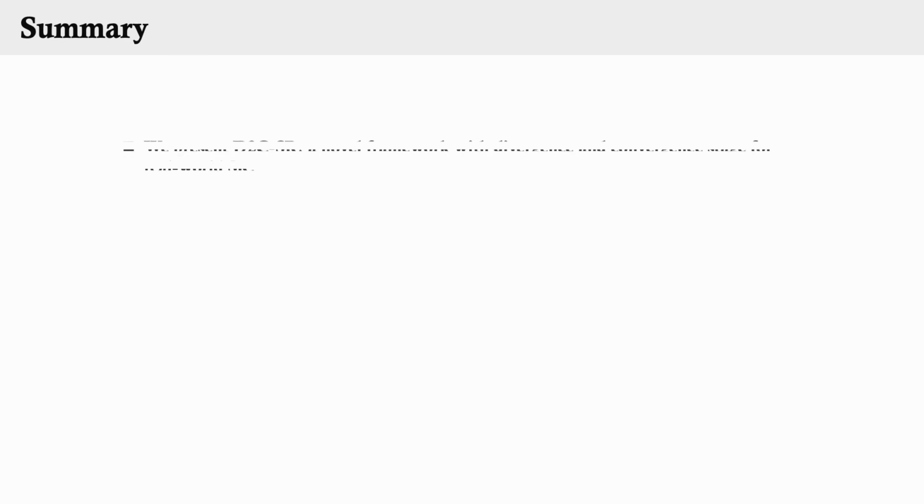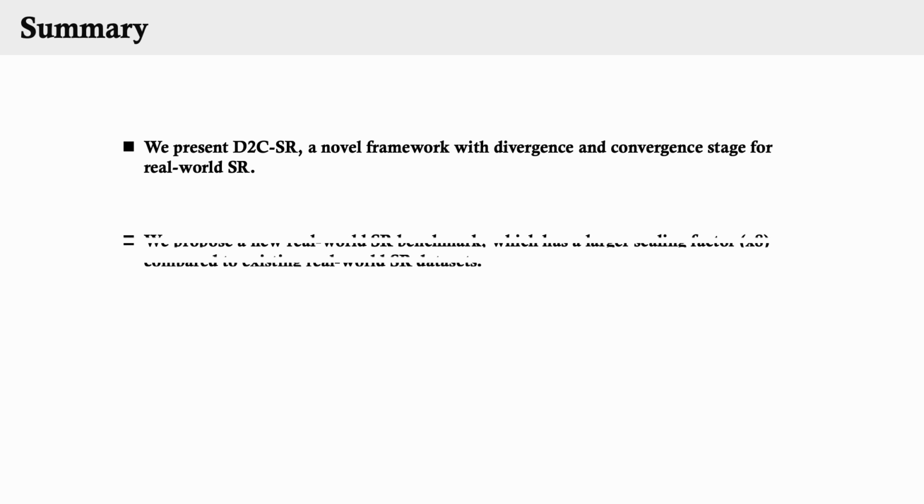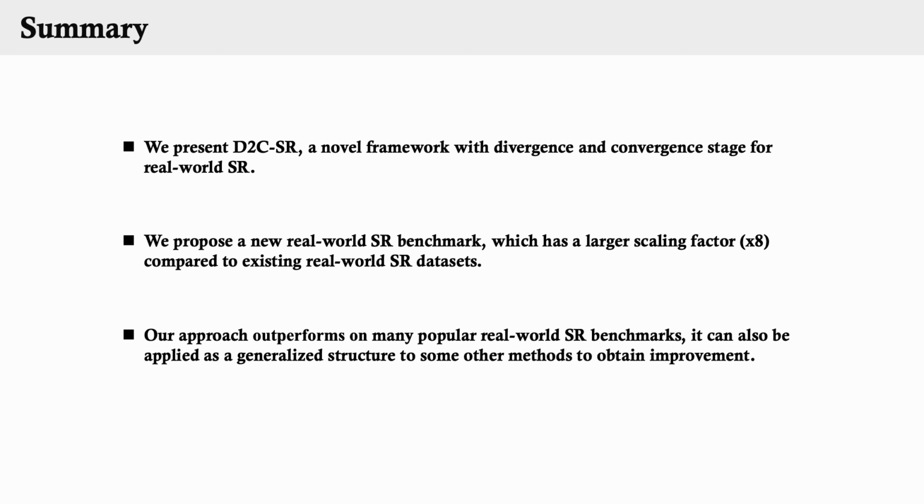To summarize, we present D2C-SR, a novel framework with divergence and convergence stage for real-world super resolution. We propose a new real-world super resolution benchmark, which has a larger scaling factor compared to existing datasets. Our approach outperforms on many popular real-world benchmarks. It can also be applied as a generalized structure to some other methods to obtain improvement.